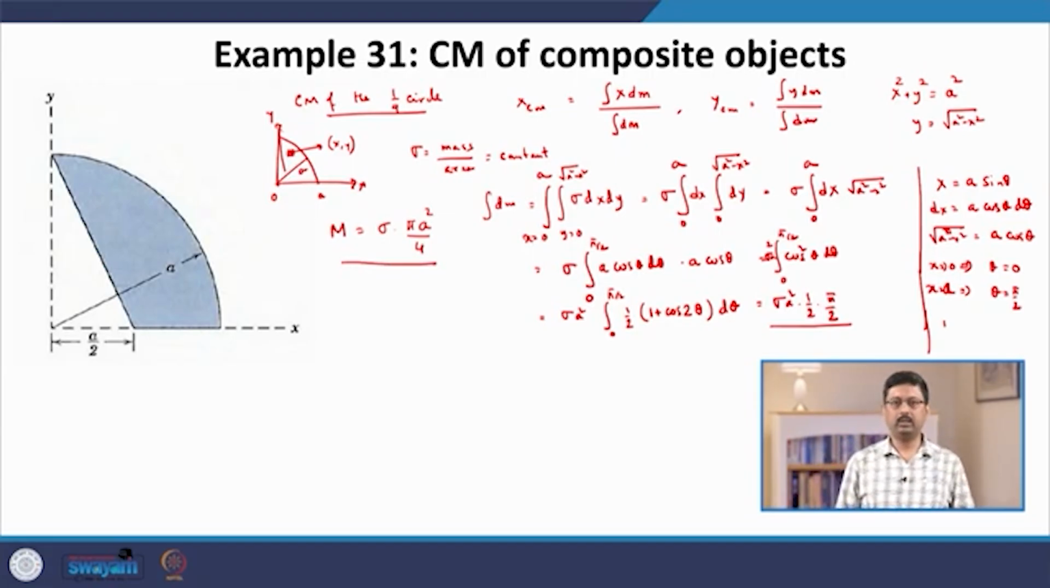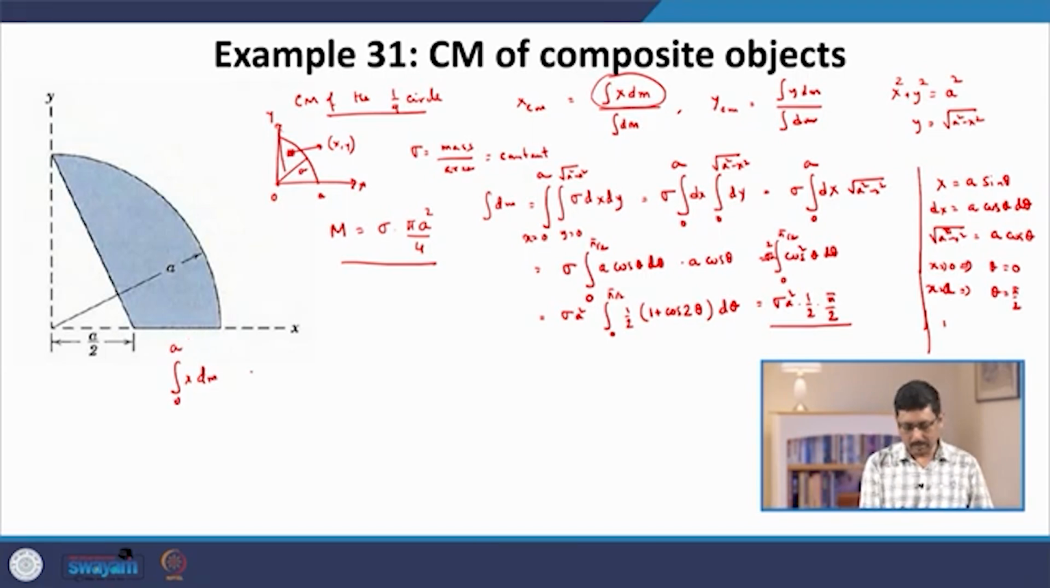So, we need to come to our main focus, which is to calculate the first integration. In the first integration, there is a new integral in the numerator, which is going to be x times the mass. Again, x goes from 0 to a. Now, this is again going to be a two dimensional integration, because the mass is given by this expression.